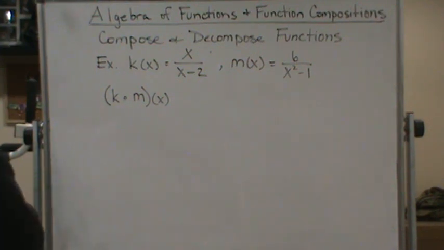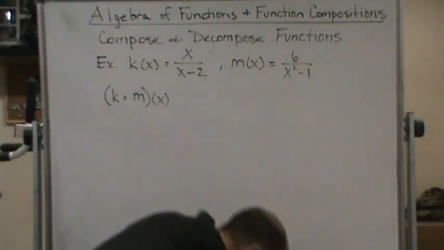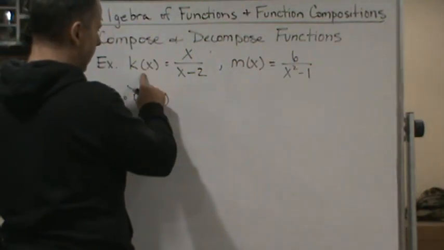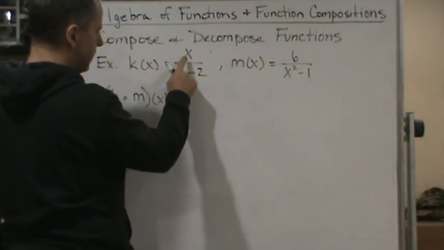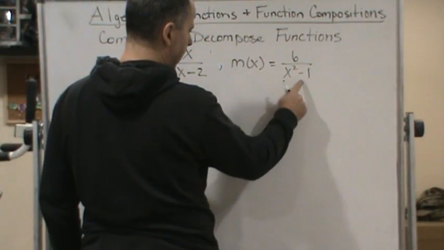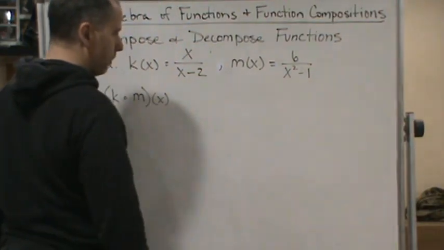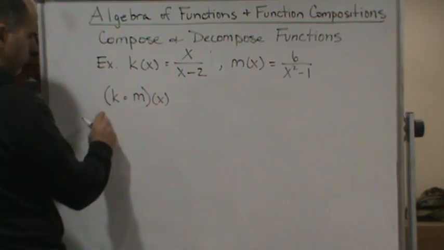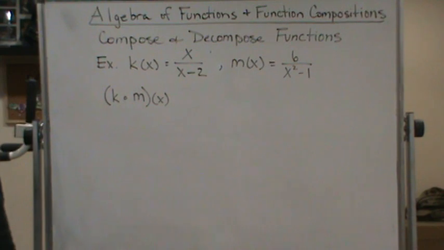All right, welcome back. Let's do another example. Okay, so here we've got our two functions. We've got k of x, that's equal to x divided by the quantity x minus 2. We've got m of x, which is 6 divided by the quantity x squared minus 1. And so we want to find the rule that defines k circle m of x. Okay, and then we also want to state the domain.